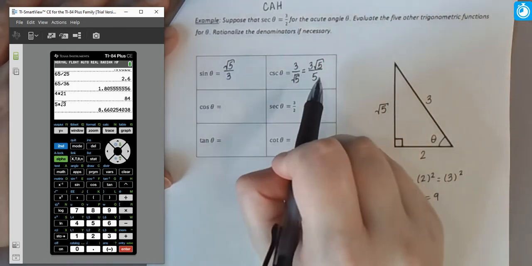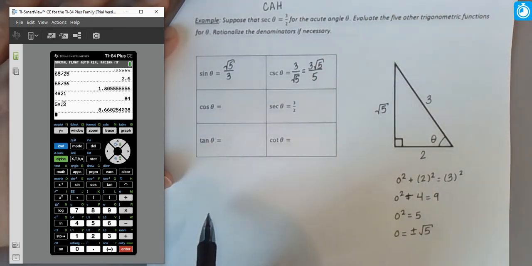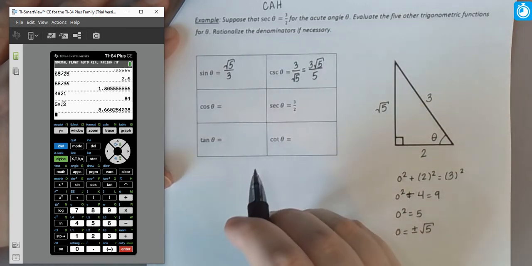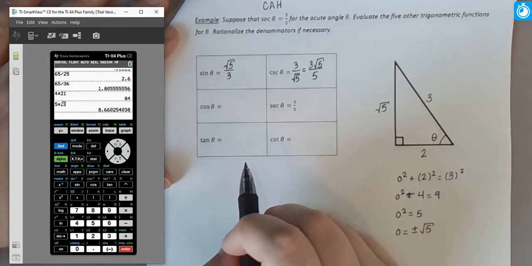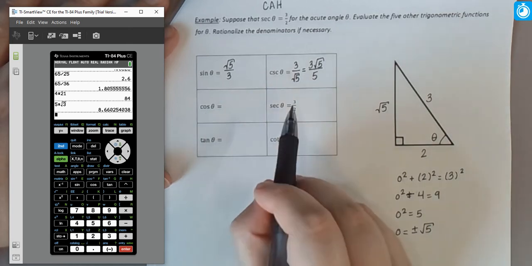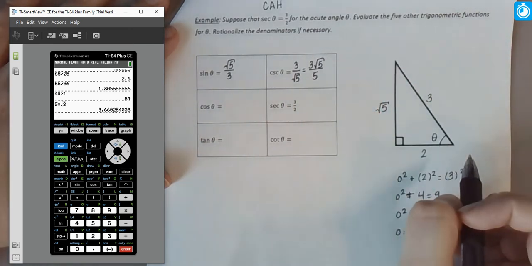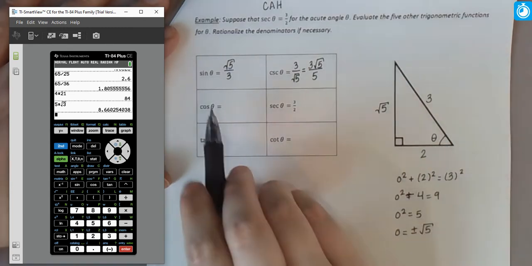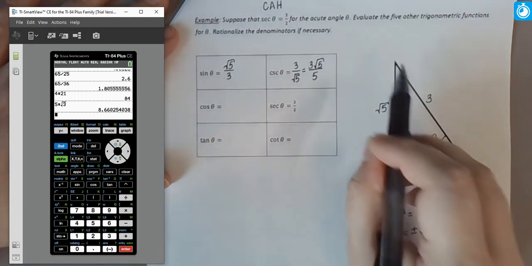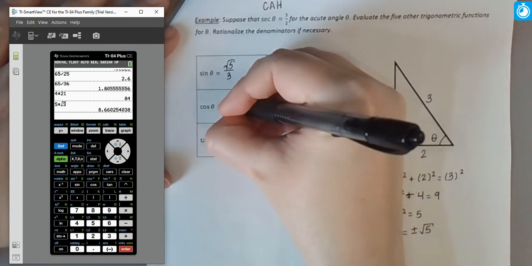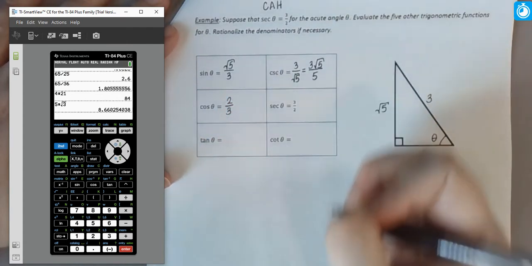And if you need to, take a moment and actually write this down, rationalize it by hand, or if doing it like this makes sense to you, that's perfectly fine as well. Okay, cosine is the reciprocal of secant. So if secant is hypotenuse over adjacent, then cosine is going to be adjacent over hypotenuse. So the reciprocal of that, which is 2 over 3.